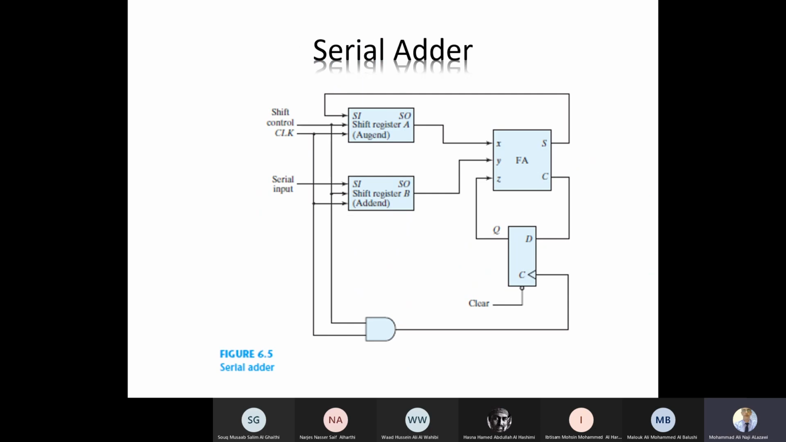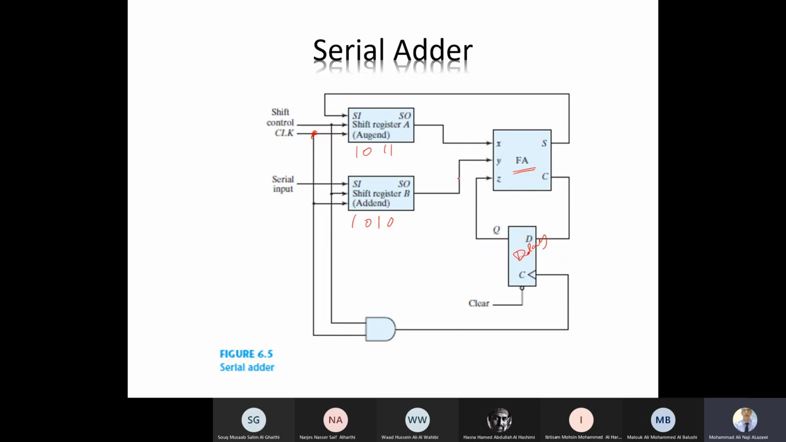Serial adder, now the same idea. You have full adder, remember the full adder? Okay, and D flip-flop, this for delay. And I have shift register A, and I have shift register B. The first register, let's consider that it contains 1, 0, 1, 1, and the other one contains 0, 1, 0, 1. Then, based on the clock, this clock will control everything, okay? Serial input, of course, here's serial input, and here I have shift control, okay, and the clock.